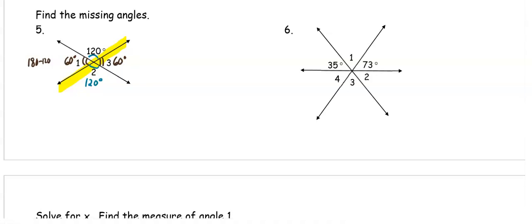In number 6, we see that we have 35 degrees, which is across from angle 2. So angle 2 is also 35 degrees. We see 73 is across from angle 4, so those are also vertical angles. When we use our straight line to get angle 1, we can do 180 minus 35 minus 73. And we get 72 degrees. So angle 1 is 72 degrees.